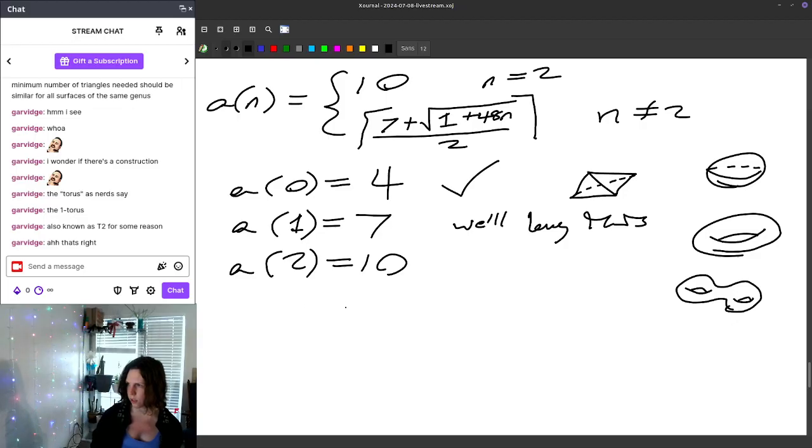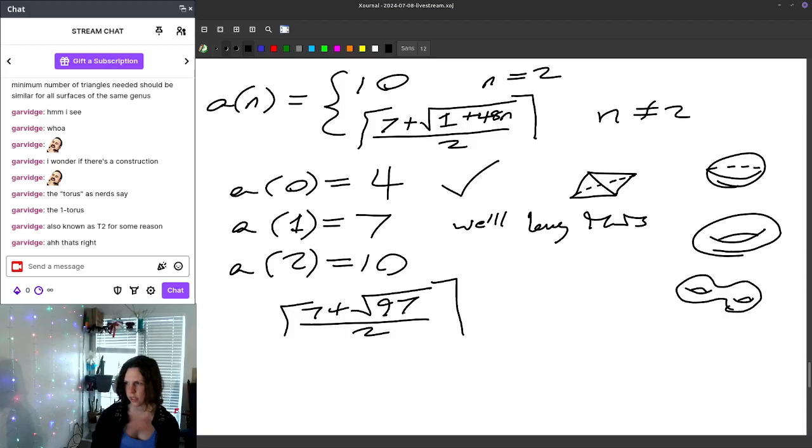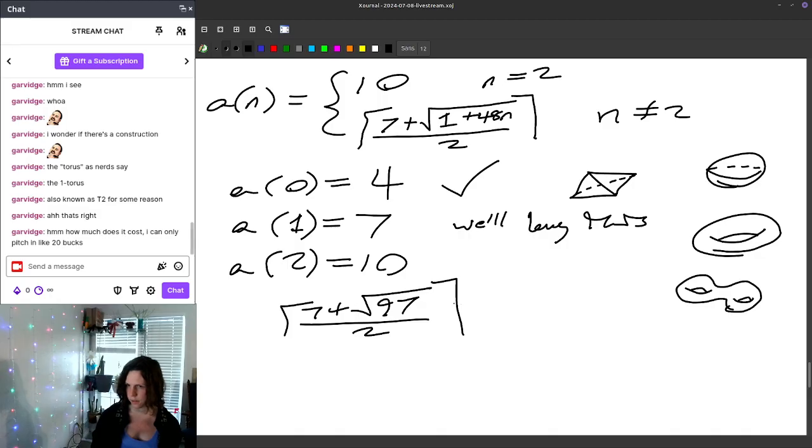Let's actually look at what this formula gives us. So if I do 48 times 2, I get 96. Okay, so I need the ceiling of 7 plus the square root of 97, divided by 2. All right, well, let's see. If I square 10, I get 100. If I square 9, I get 81.